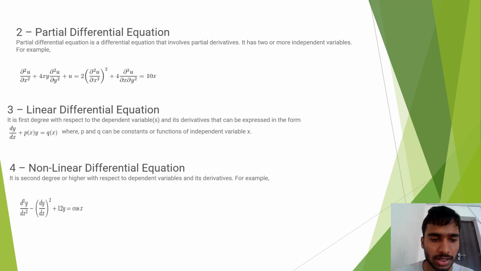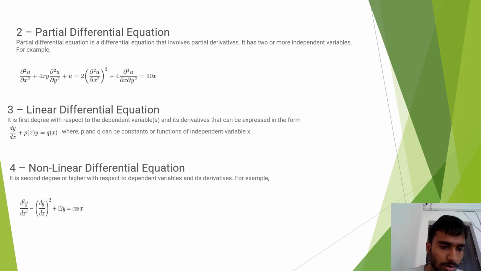Non-linear differential equation has second order, second degree or higher with respect to the dependent variables and its derivatives. For example, d square y by dx square minus dy by dx whole square plus 12y is equal to cos x. In the third one, we have seen that the equation contains only first degree derivatives. In non-linear differential equations, the equation may contain multiple derivatives, degrees of derivatives.